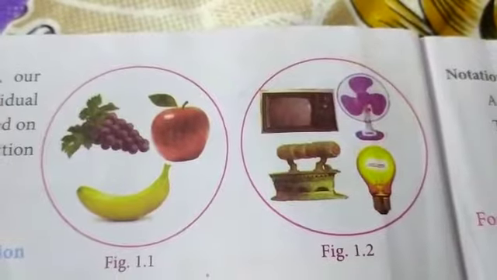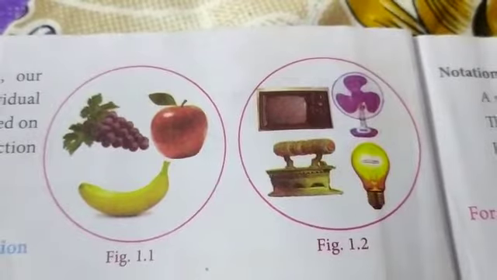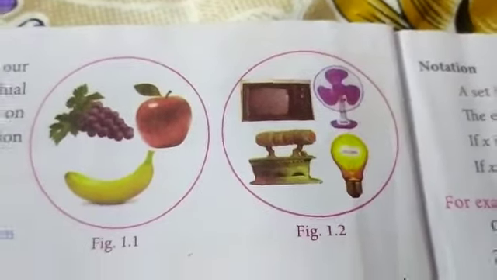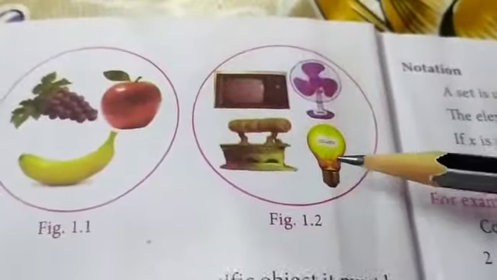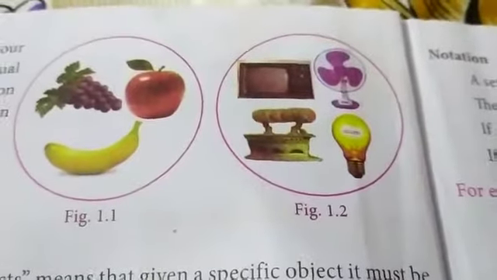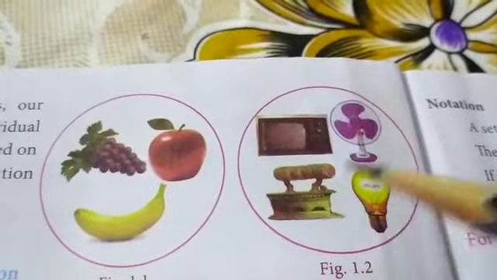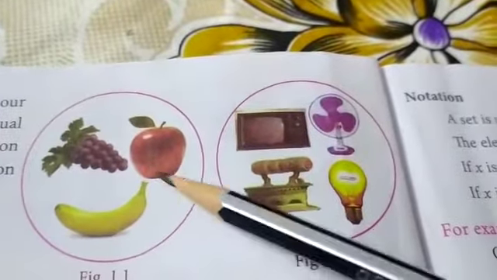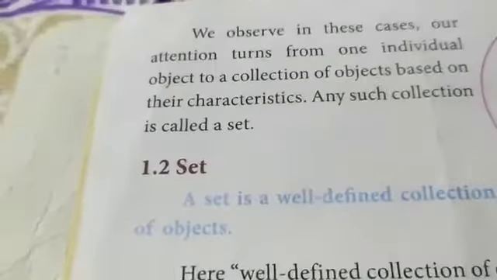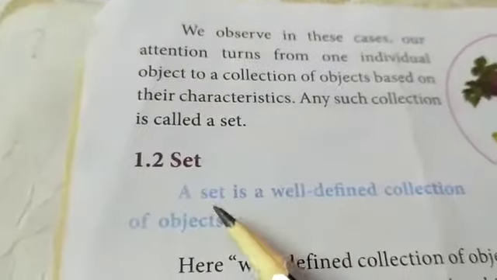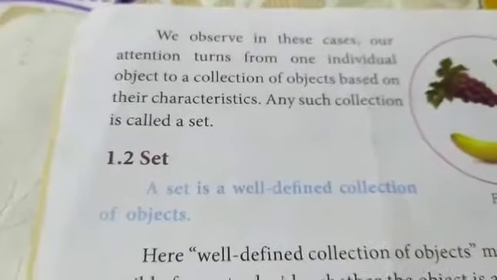We observe in these cases, our attention turns from one individual object to a collection of objects based on their characteristics. See the first set, it is the set of fruits, and the second set is the set of home appliances. You may already know what these represent. These all represent a set. So this is a set of fruits and this is a set of home appliances. Our first topic is the set, which is defined as a well-defined collection of objects.